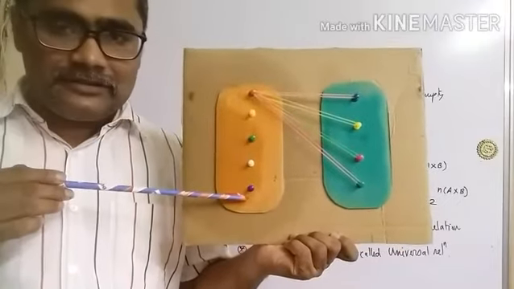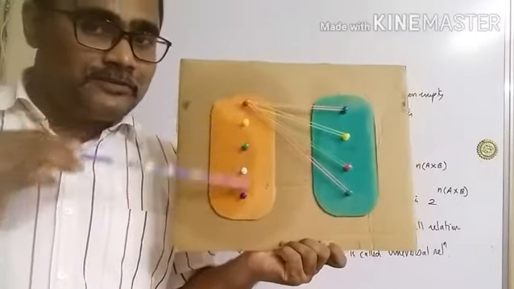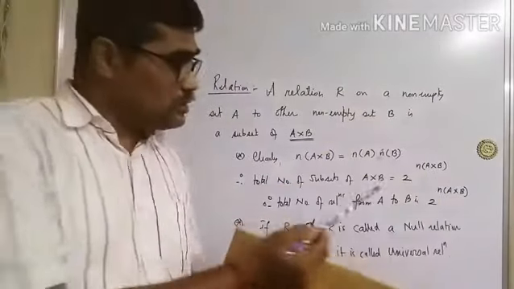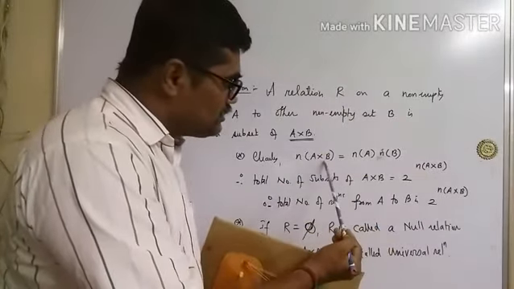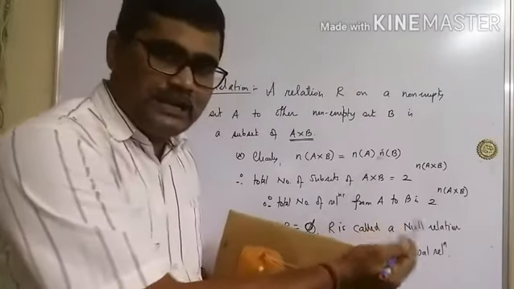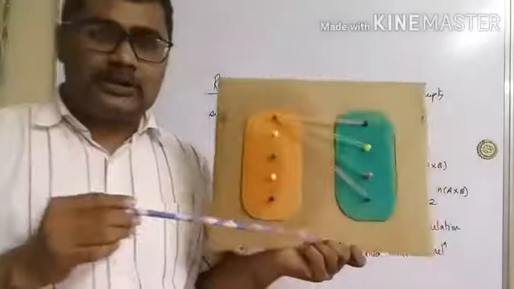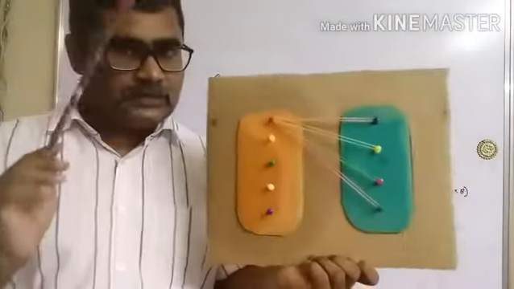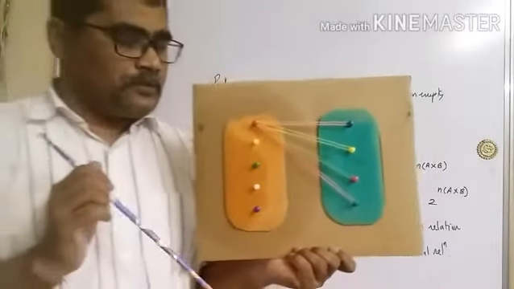How many are here? 5. So total will be 5 into 4, right? That's what we have as the formula: the number of elements in A cross B is simply the product of the number of elements in A and the number of elements in B. That is 5 into 4. That's what we got. This is for the Cartesian product.